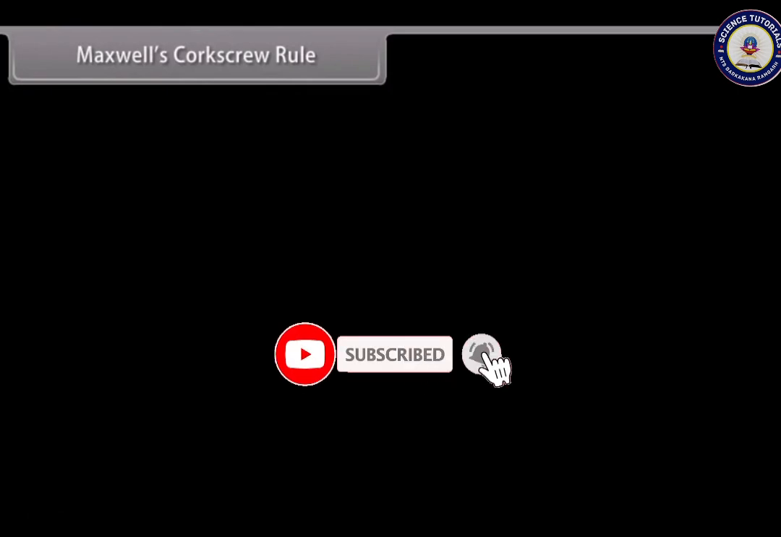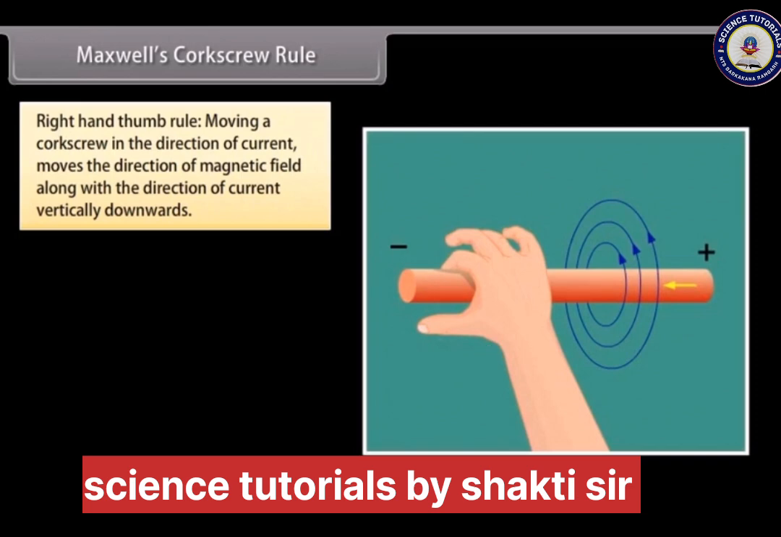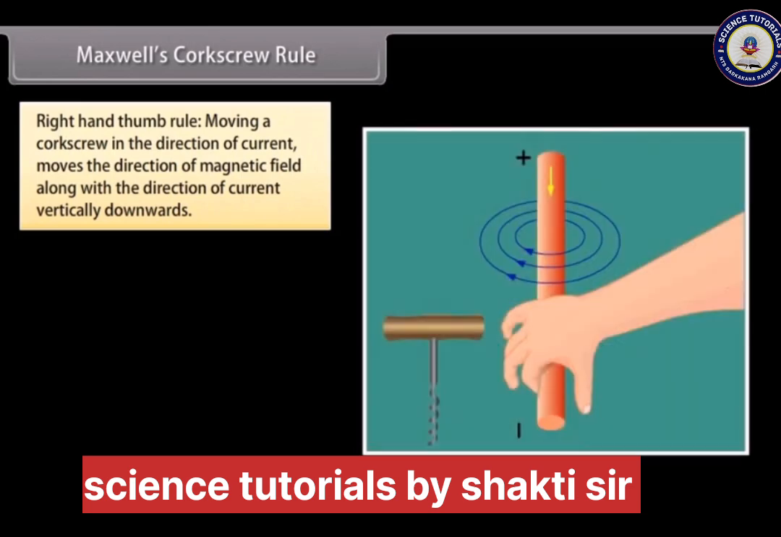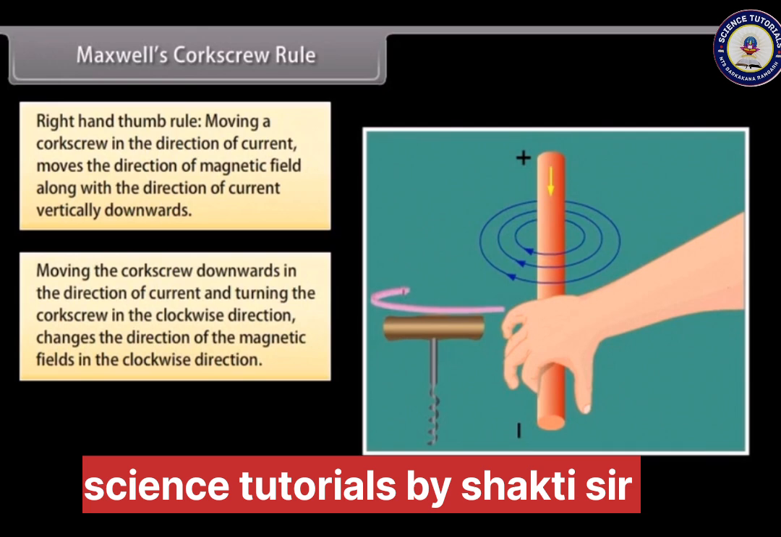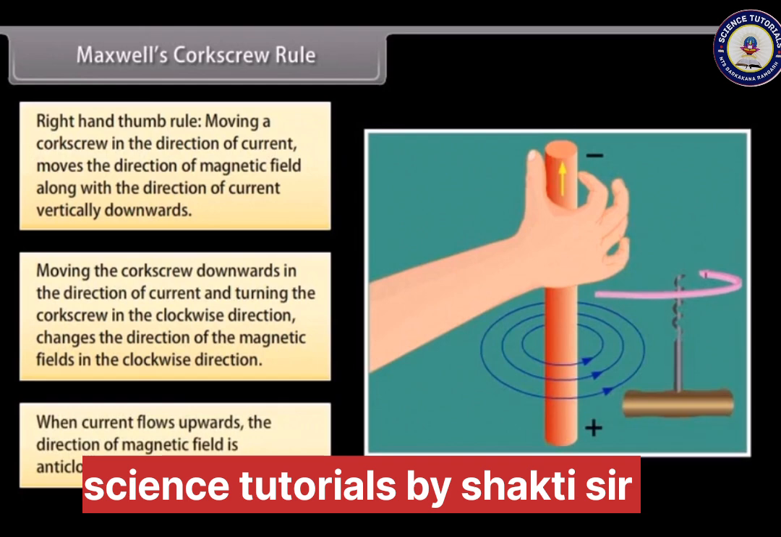Maxwell's corkscrew rule. Maxwell's corkscrew rule, also known as the right-hand thumb rule, defines that moving a corkscrew in the direction of current moves the direction of magnetic field along with the direction of current vertically downwards. If we move the corkscrew downwards in the direction of current and the handle of the corkscrew is turned in the clockwise direction, then the direction of the magnetic field is in the clockwise direction. So, when current flows upwards, the direction of the magnetic field changes and is anti-clockwise.